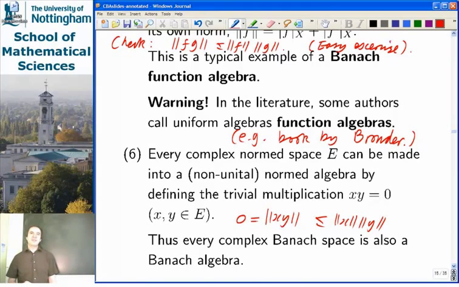We call this a trivial multiplication, and it means that every complex normed space is also a complex normed algebra, and every complex Banach space can be treated as a complex Banach algebra in what looks like a rather silly way, but actually this does turn out to be a useful example sometimes. So you shouldn't forget about it because for every Banach space you've now got a Banach algebra, though it's got a rather silly product, and it doesn't have an identity element. However, if you do that and you would like to have an identity element, you can always add one in.